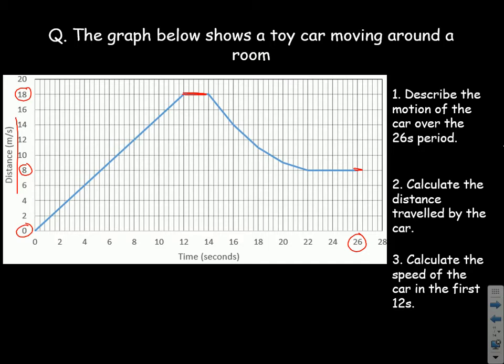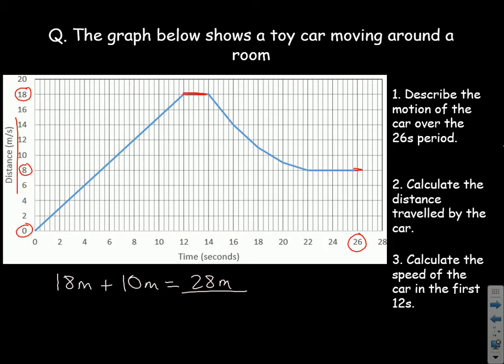Okay, so the object moves 18 meters forwards, and then it comes backwards from 18 to 8, so therefore it is going backwards 10. So it moves 18 forwards and then it moves 10 meters backwards, therefore the total distance there is 28 meters. So that is the distance that the toy car has moved.